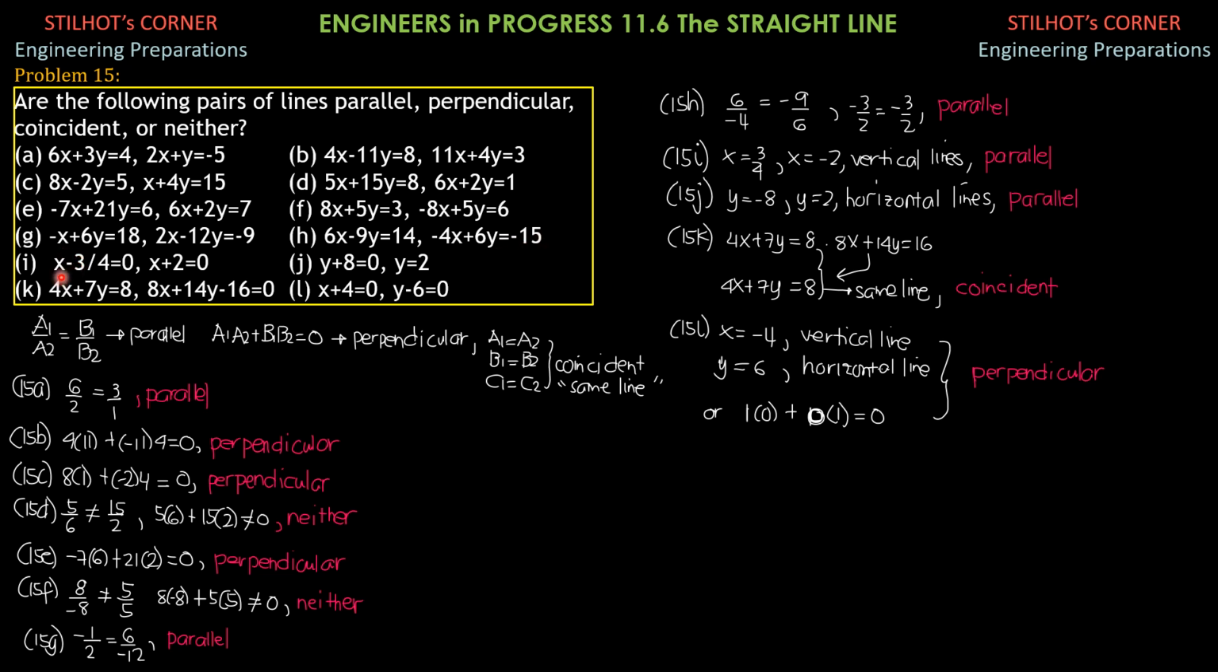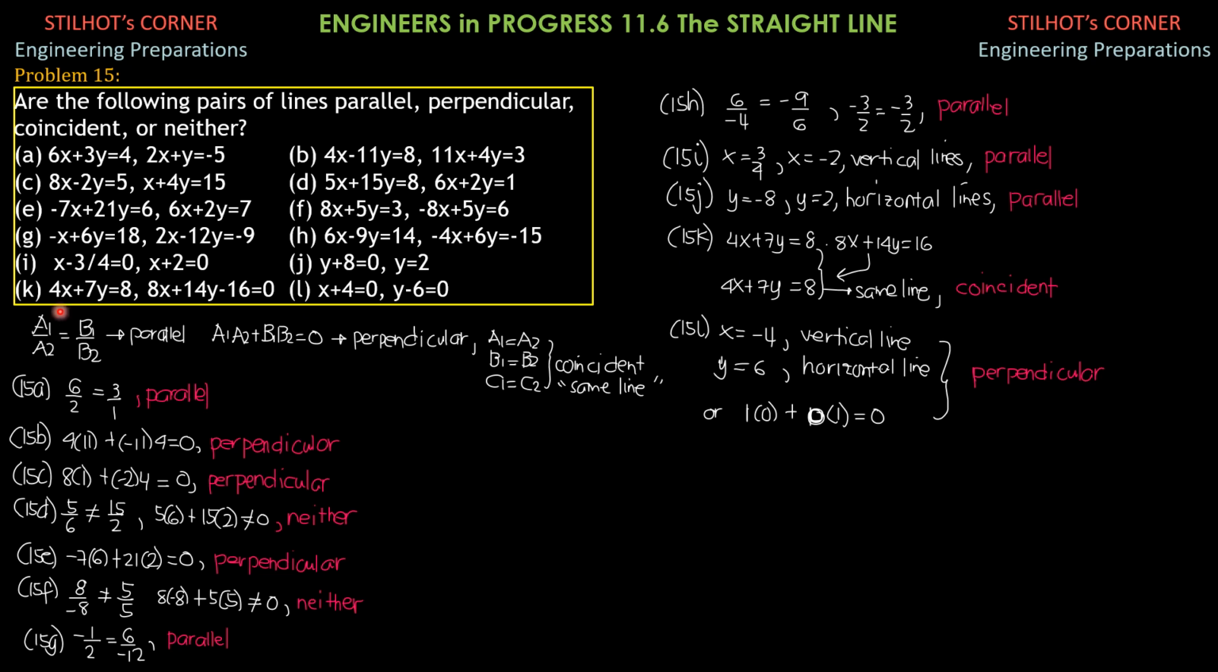15I, this is a vertical line, x equals 3/4. This is also a vertical line, 2 units to the left of the y-axis. This is 3/4 unit to the right of the y-axis. They are vertical lines, so they are parallel. Then 15J, this is a horizontal line 8 units below the x-axis, and a horizontal line 2 units above the x-axis. So these are parallel horizontal lines.